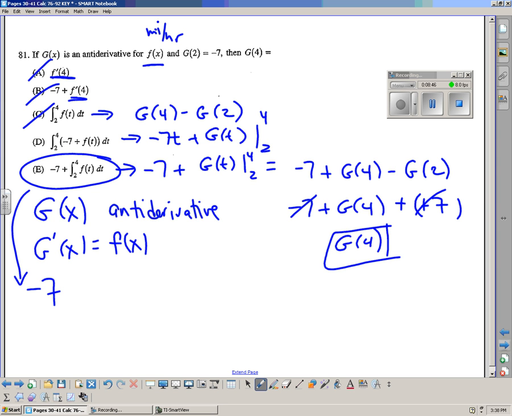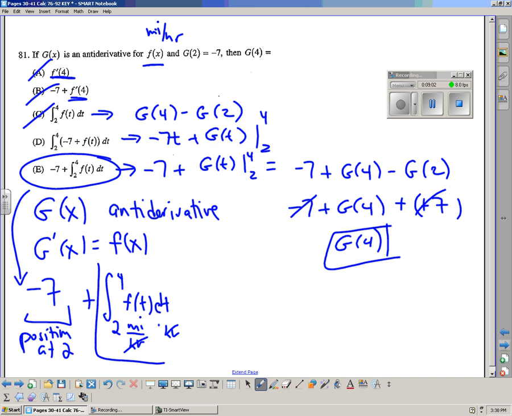-7 is a position because it's a g value. So this is like the position at 2 plus the integral from 2 to 4 of the velocity, miles per hour, times dt, which is in hours, would give us miles. This is the change in position from 2 to 4. And that would give you the position at 4.